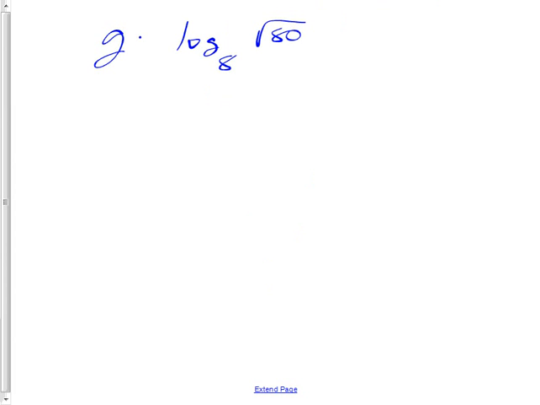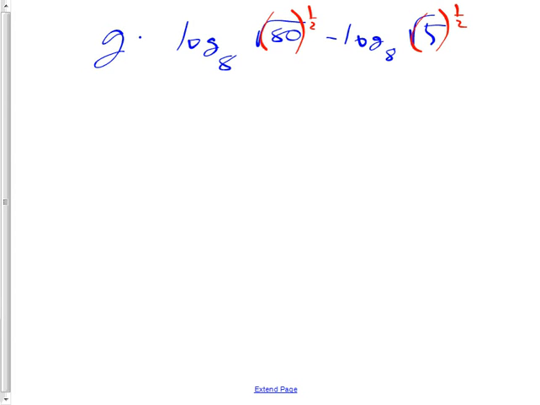And right away, when I see root 80, I'm thinking, put that as an 80 to the 1/2 power, because a square root means 1/2 power, minus log base 8 of root 5. So right away, I would rewrite these as 80 to the 1/2 power and 5 to the 1/2 power. Why is that any better?